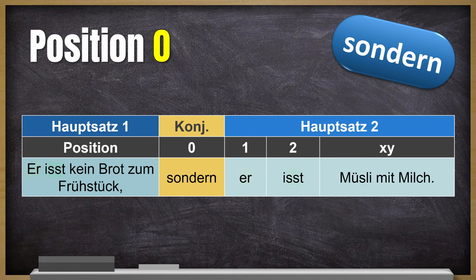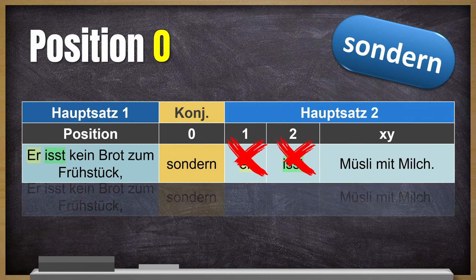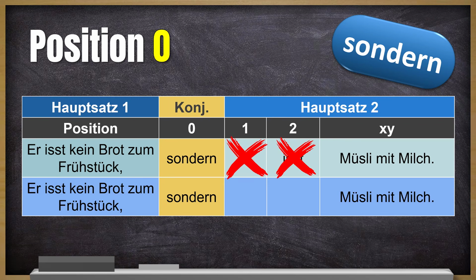But because we have the same subject and the same verb in the second main clause, we drop this, and so the sentence just becomes, er isst kein Brot zum Frühstück, sondern Müsli mit Milch.